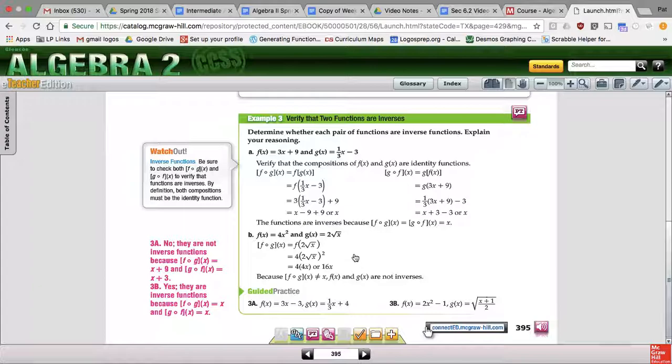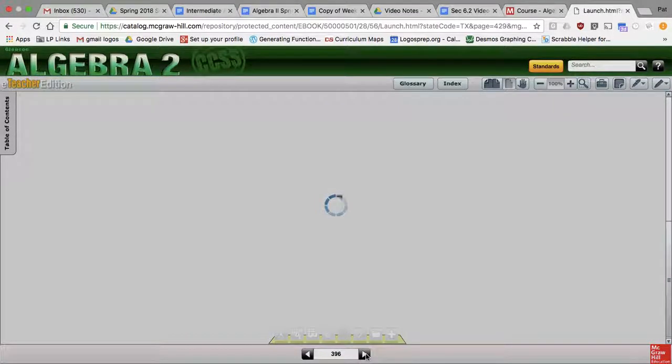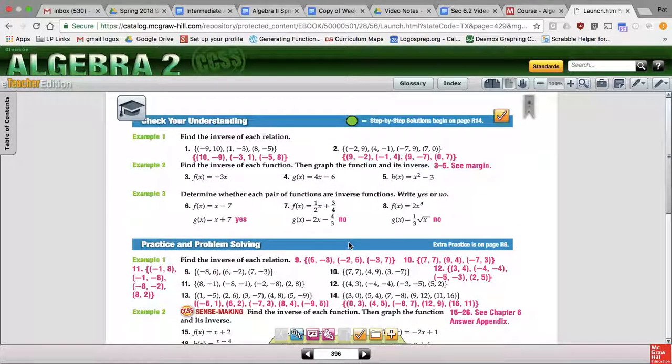They both, f of g and g of f, have to equal x, like on example A, in order for them to be inverses of each other. All right, so do your example problems. We'll see you in class.